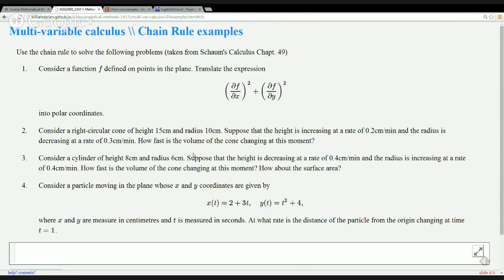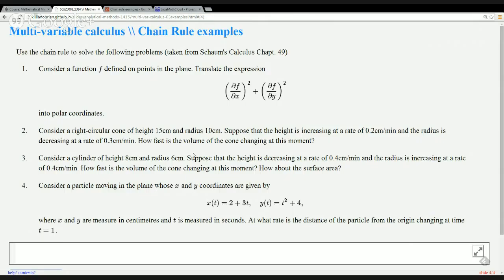So, some example problems here on the left. Some or all of these, I think, are taken from Schaum's Outlines of calculus books. The first one is in the spirit of the example we did in the lecture. It's taking that mixture of partial derivatives, the sum of the squares of df/dx and df/dy, and seeing what that looks like in polar coordinates.